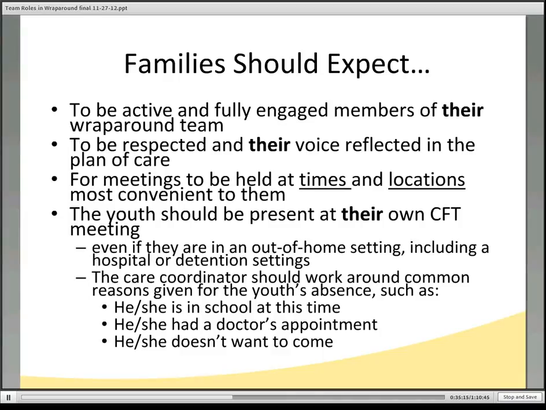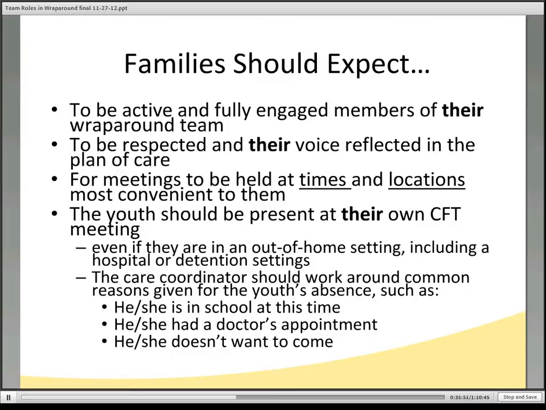The youth should be present at their own child and family team meeting. I think I said this before, but the caveat here is even if they're in out-of-home placement, in residential setting, or if they're in a hospital or detention setting, they need to be present. And sometimes that means that the team has to go to them. And sometimes that means there has to be special permissions to allow for the team to go to them. But that's when the team needs to come together even more than in a regular setting, because that's the time that the planning is so important and needs to happen.